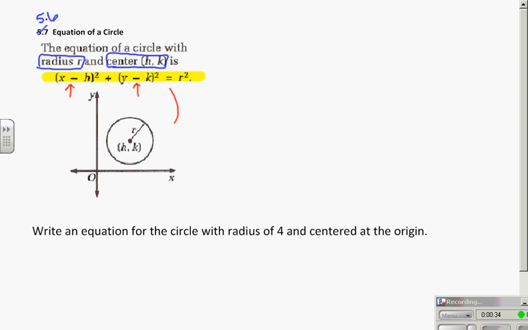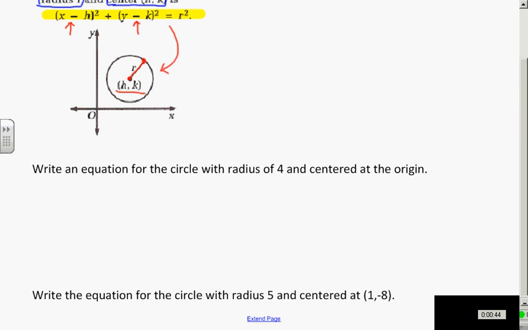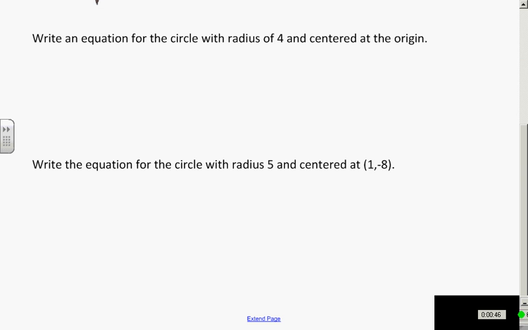So this equation would be represented by this picture, where I have a radius of some length and a center at (h, k). I'm going to come back to those being minuses in a minute. So let's look at a nice easy example. Write an equation for the circle with radius of 4 centered at the origin. The origin is at (0, 0), so that is my (h, k). My radius is 4, so that means r equals 4.